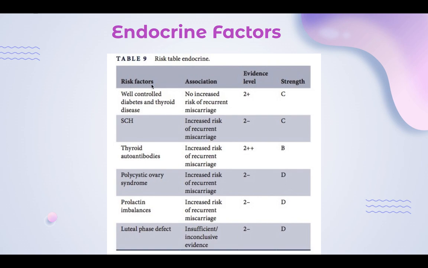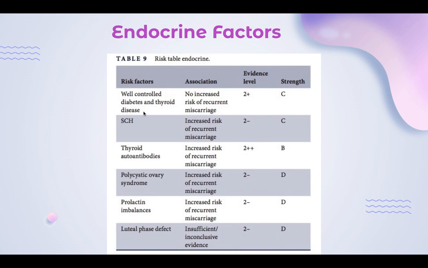Yes, risk factors. First of all, I will tell you the risk factors, and in the coming slides, I will be telling you how all these conditions are going to be managed, right? First of all, well-controlled diabetes and thyroid disease. Everyone knows that when the medical disorders are well-controlled, then the risk is very low. So there is no increased risk of recurrent miscarriage when there is well-controlled diabetes and thyroid disease.